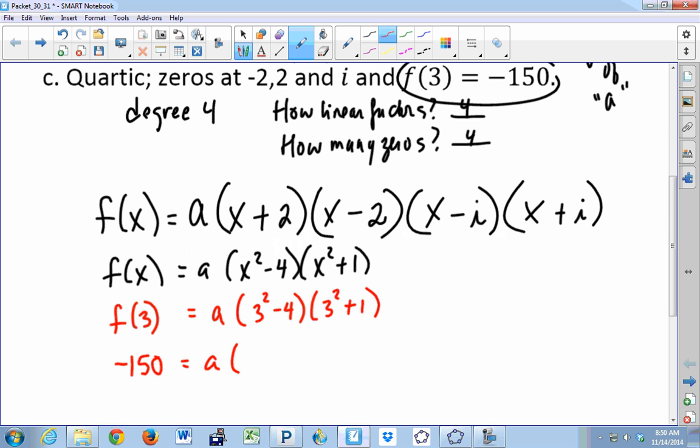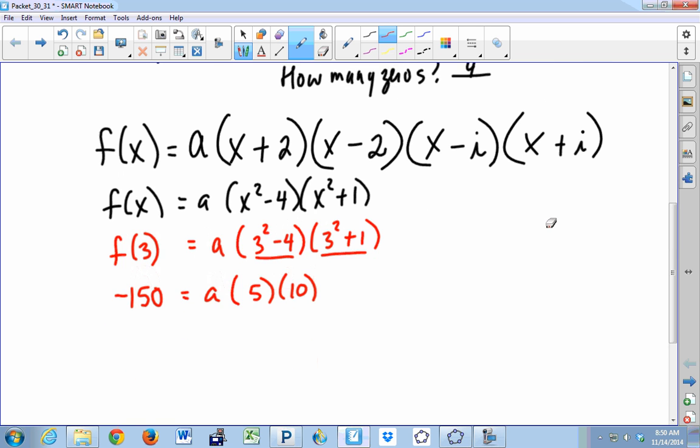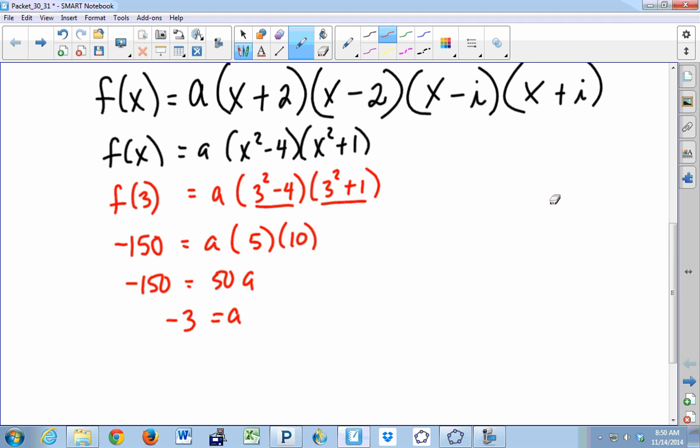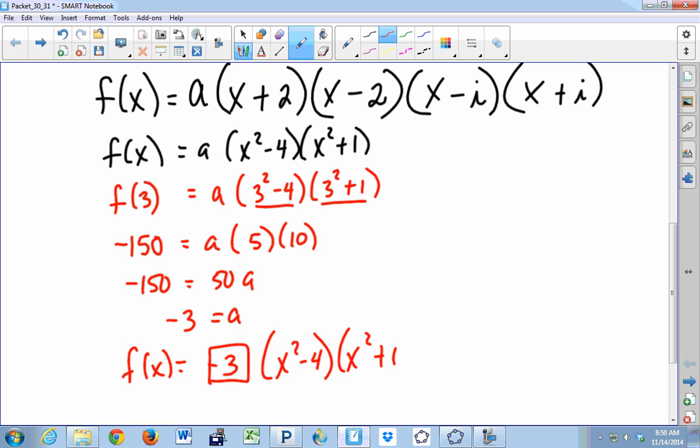And now I have an equation. Once I evaluate each of those values, I have an equation with one unknown, and I can solve it very easily. You could solve this way back in introductory algebra. a is equal to -3. So f(x) is -3, that's my leading coefficient, times (x squared minus 4) times (x squared plus 1). You could have left it all in completely factored form like the first equation if you wanted.